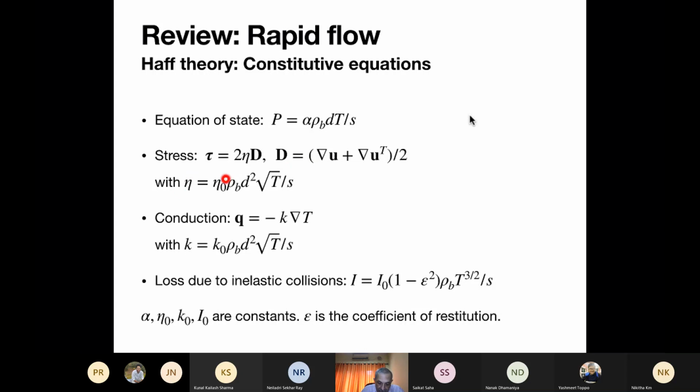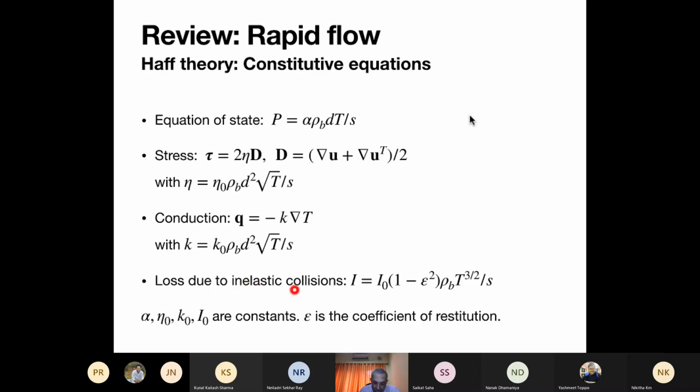And then the viscosity is a dimensionless constant eta 0 times rho b, diameter of particle squared, times the square root of the temperature, this is the granular temperature, divided by the spacing S. And the heat flux is given by Q, that is the same as Fourier's law, minus thermal conductivity times the gradient of the temperature, where K is just given by K0, a dimensionless constant, rho b, particle diameter squared, root T by S. Just see, these two are almost identical. The only thing is eta 0 and K0 are different.